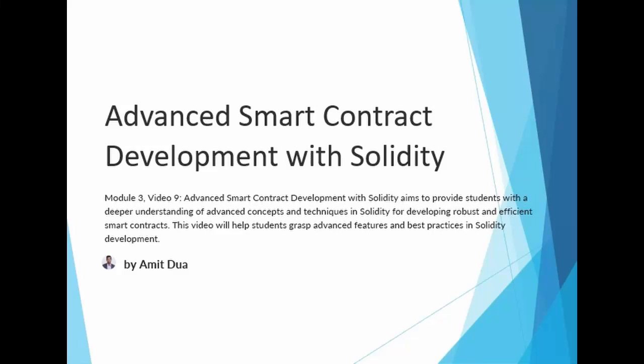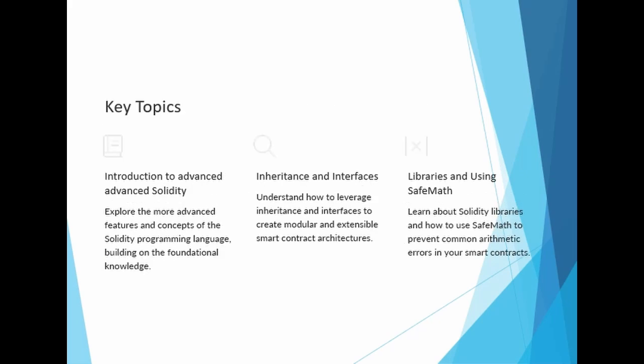In this video, we will look at advanced smart contract development with Solidity. We will look at better techniques in Solidity for developing robust and efficient smart contracts. We will first look at more advanced features and concepts of the Solidity language, building on the foundational language. Then we will understand how to leverage inheritance and interfaces to create modular and extensible smart contract architectures. Then we shall learn about Solidity libraries and how to use SafeMath to prevent arithmetic errors.